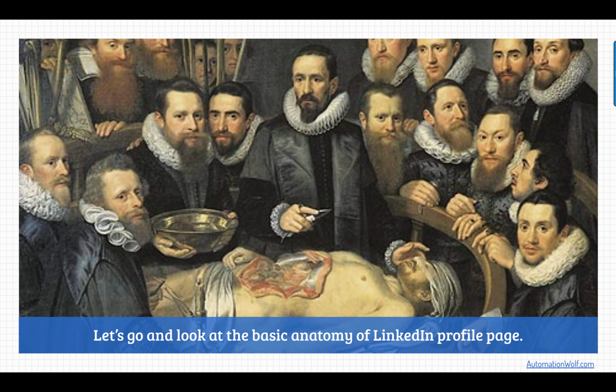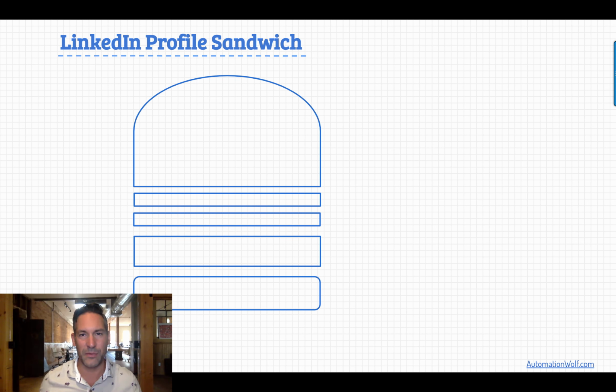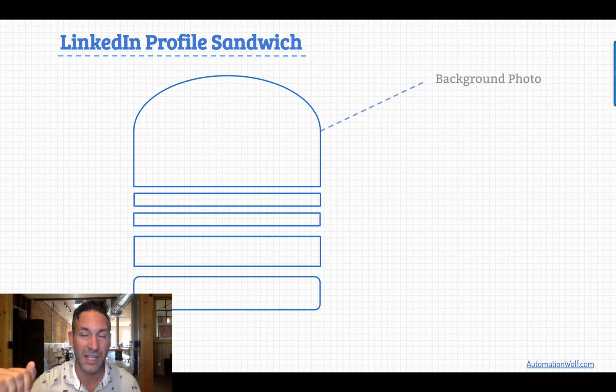So let's take a basic look at the anatomy of a LinkedIn profile and the most important parts. I call it the LinkedIn profile sandwich. I just like little cutesy things like this. But the most important parts that you have to get right on the LinkedIn profile is this. You must get the background photo right. If you don't get that background image right to support you and position you and give you some status, then you're going to have a tough time.